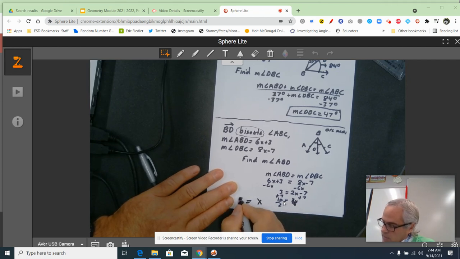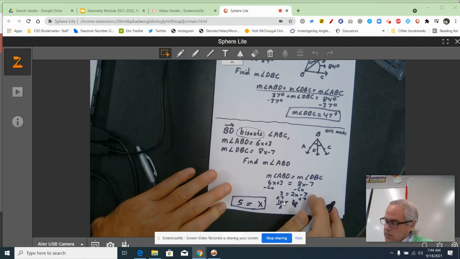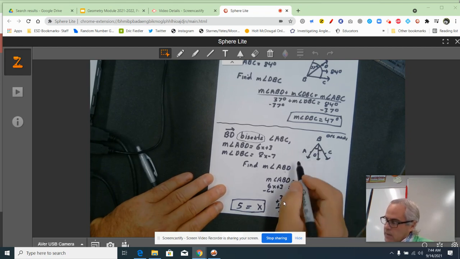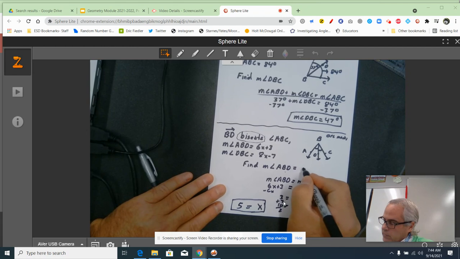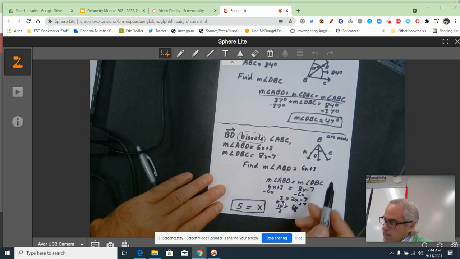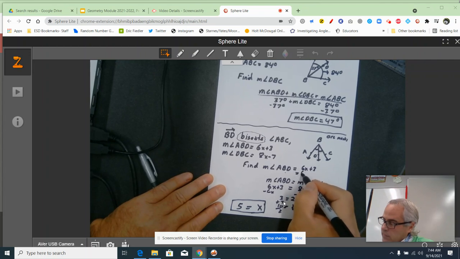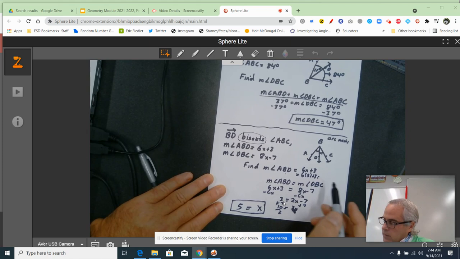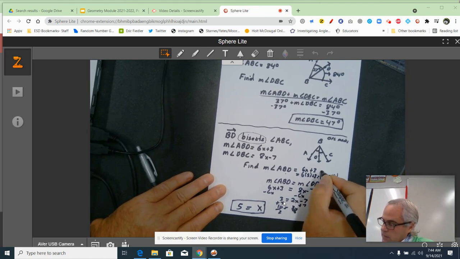Now I've got to check, and a lot of people asked me about this in class on Monday. Is this what I want to find? Go back. It says find the measure of angle ABD. ABD is not x. ABD is 6x plus 3. See where I got that from? Plug in the 5. 6 times 5 plus 3. This is 30 plus 3 is 33. So my actual answer is 33 degrees.